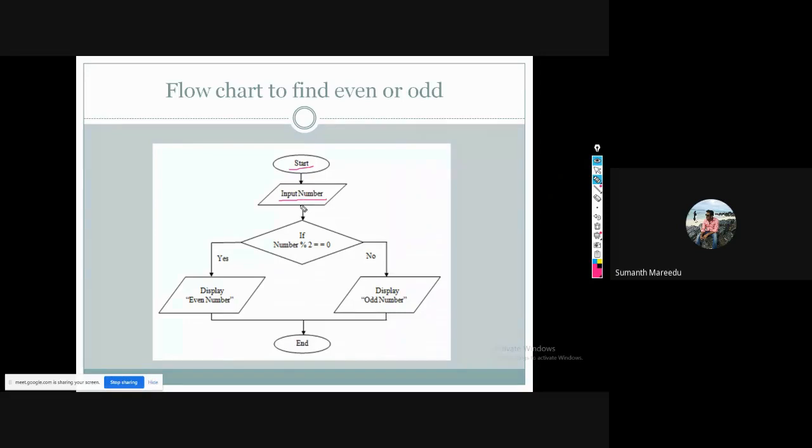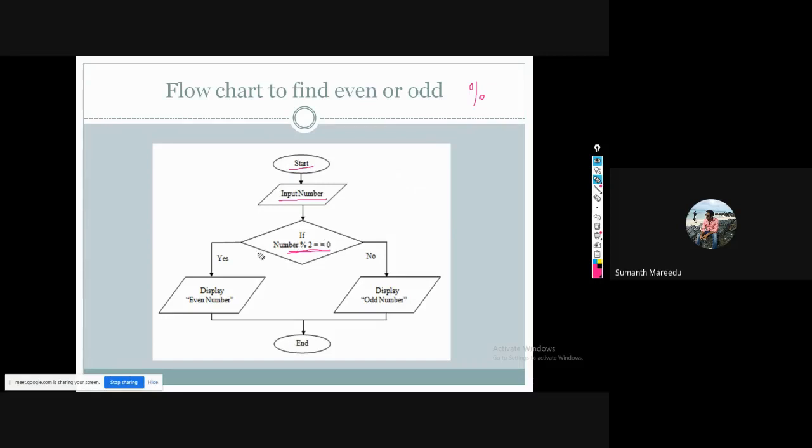And once you have taken that number, you have to calculate the remainder. After getting the remainder, you are comparing the value of that remainder with 0. Here you can see a percentage symbol. In programming, that percentage symbol, we call it modulo. As of now, just remember that the percentage symbol will give me the remainder. I'm comparing that remainder value with 0.